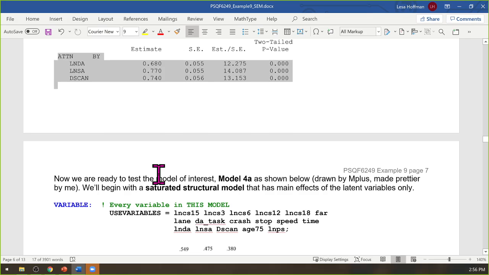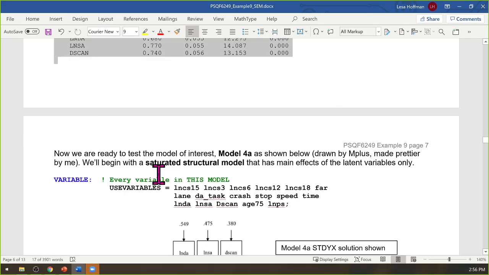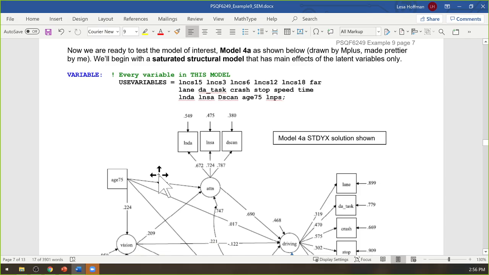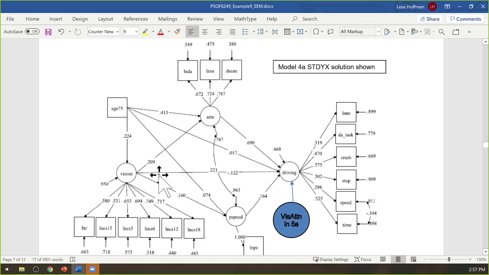So now we're ready for the big finale. And here is my picture. Here's the model that we're going to fit. Dun, dun, dun.